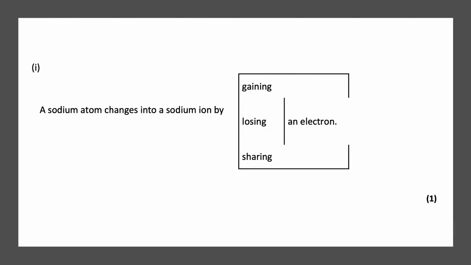Our first exam question states, a sodium atom changes into a sodium ion by gaining, losing or sharing an electron. So remember, sodium is in group 1, it has one electron in its outer shell, which means it has to lose that one electron to gain a full outer shell. So it will be losing an electron. So that will give you 1 mark.